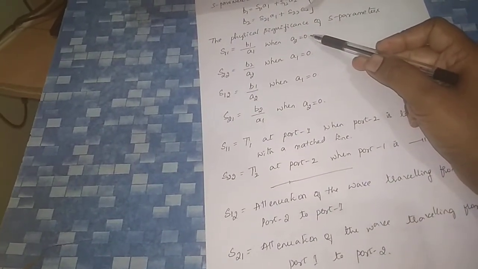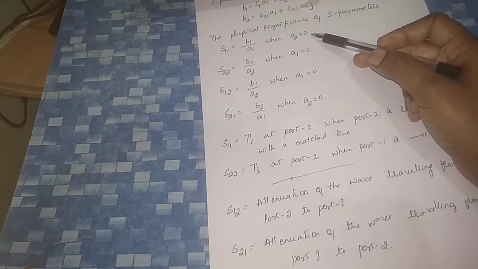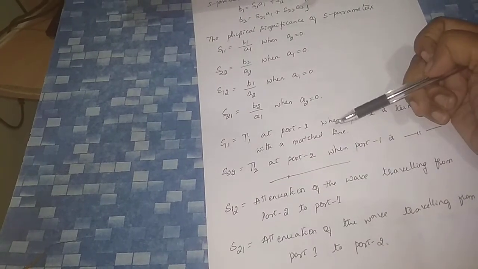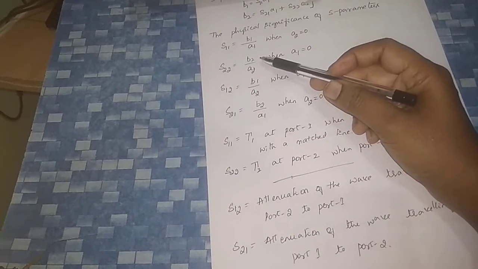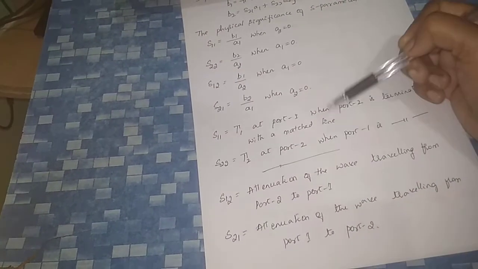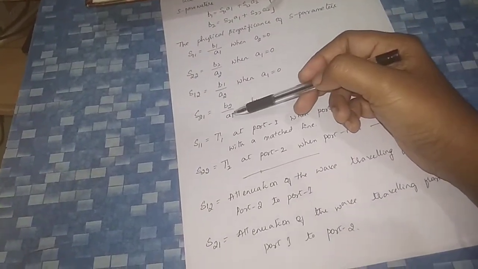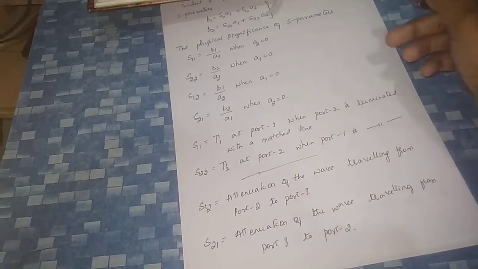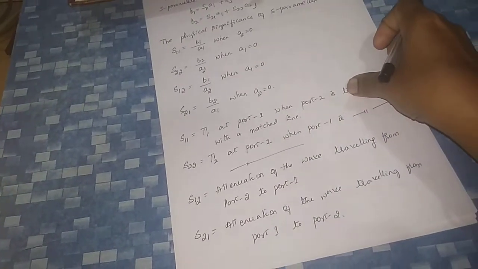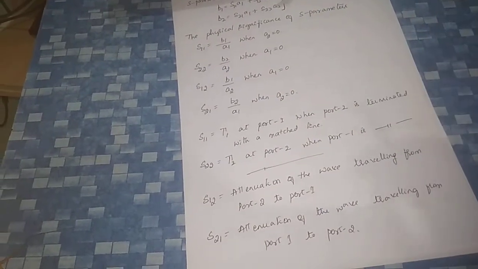So S11 represents the reflection coefficient at port 1 when port 2 is terminated with a matched line. This is the reflection coefficient at port 2 when port 1 is terminated with a matched line. Okay, this represents the attenuation. S12 and S21 represent the attenuation for the wave traveling from which port to which port, that is given.